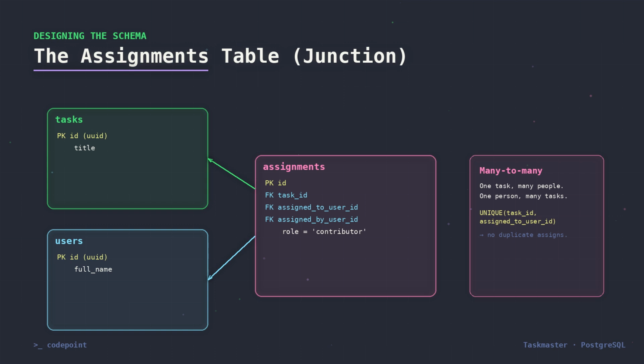Assigned to user ID. Who is it assigned to? Assigned by user ID. Who made the assignment? Useful for tracking accountability. A role field. Default is contributor. Could also be reviewer, lead, whatever your app needs.